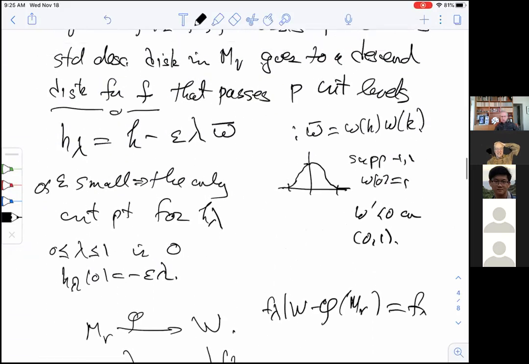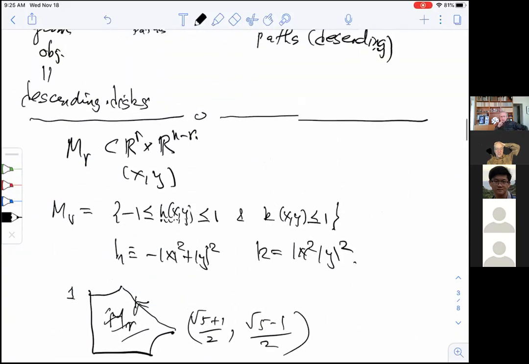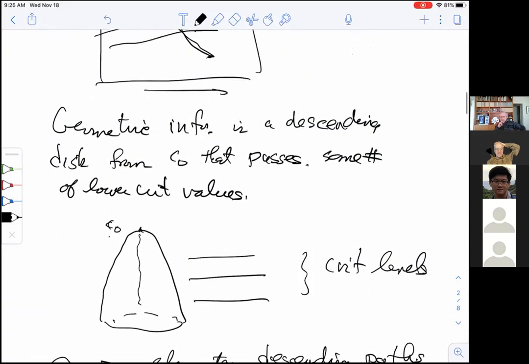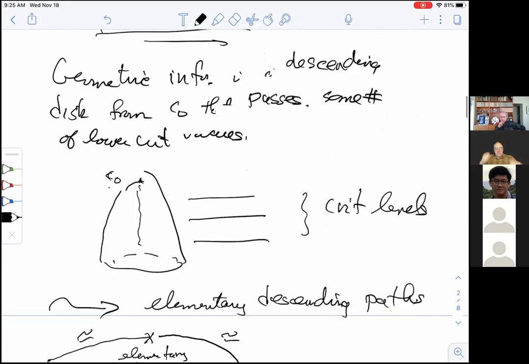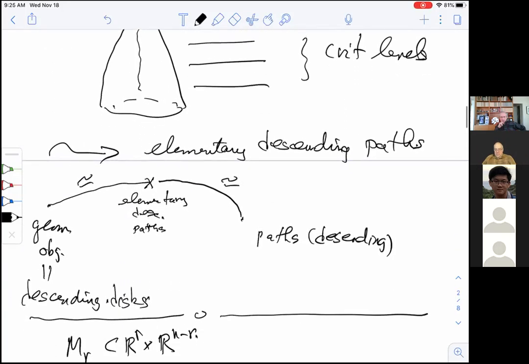Where is my bridge? It's a long time ago. Missed it. Yeah, here it is. So this is our bridge. This is the first part of our bridge.